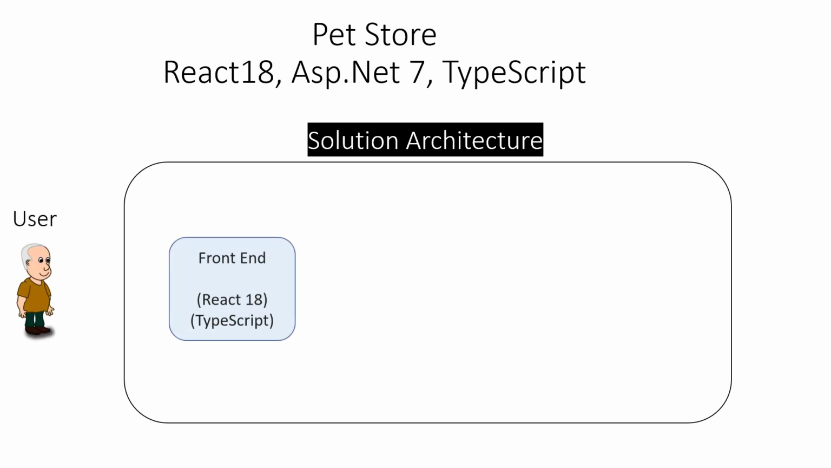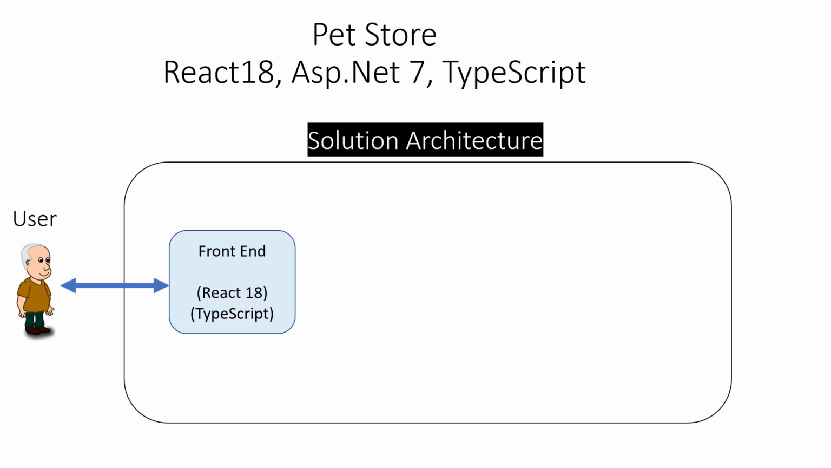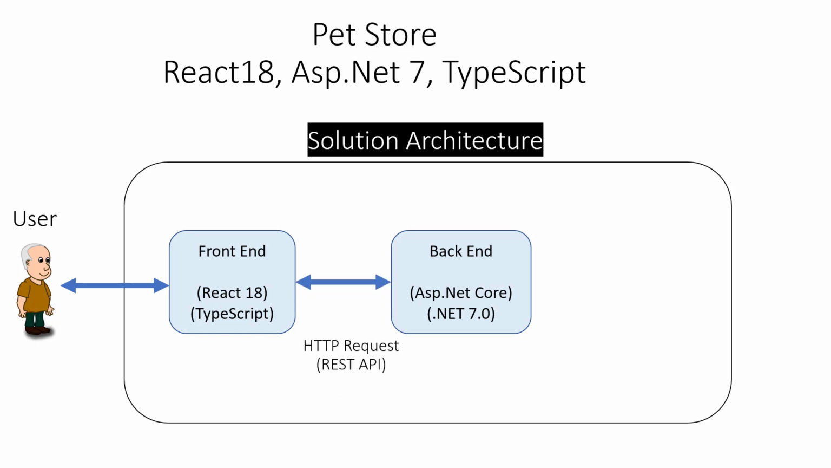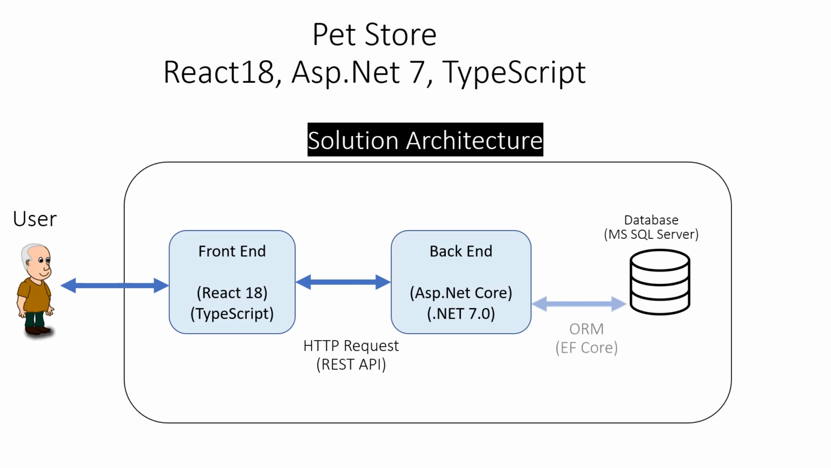Again, we have a user, and this user interacts with a frontend project which is React 18, and also it uses TypeScript. And on the backend side, we have an ASP.NET Core Web API project which uses .NET 7, and the frontend project interacts with our backend project using HTTP requests, and it follows REST API rules. And also we have a database which is Microsoft SQL Server, and our backend uses this database through an ORM, which in this tutorial is Entity Framework Core.